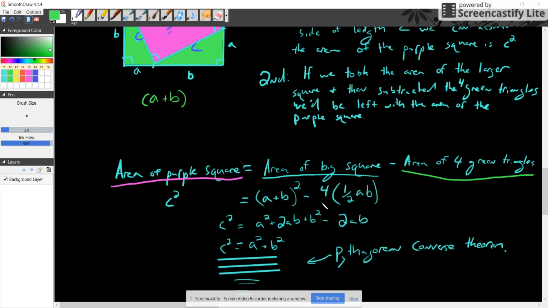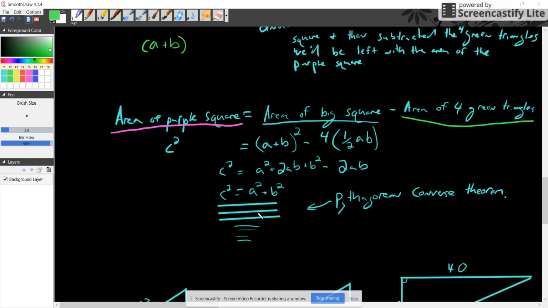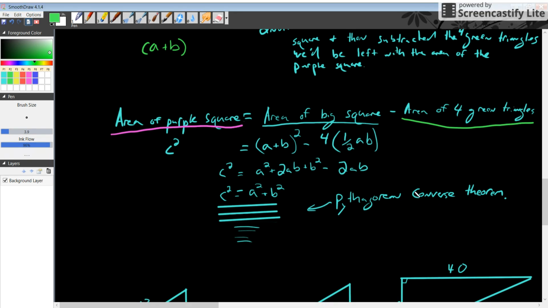And then when I simplify this, I have a squared plus 2ab plus b squared minus 2ab. The 2ab's cancel each other. They subtract each other away. And I get c squared is equal to a squared plus b squared. This is the Pythagorean theorem. It's not the converse.